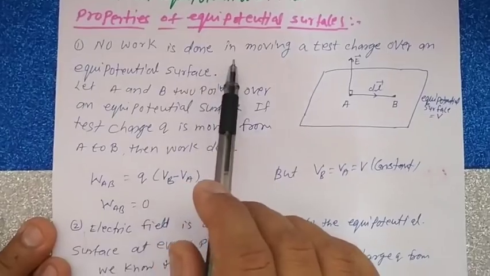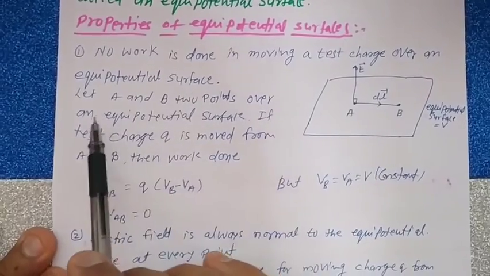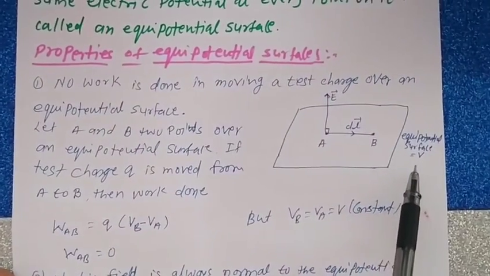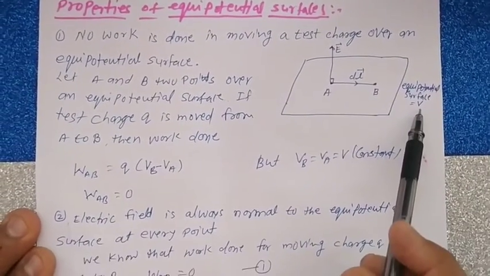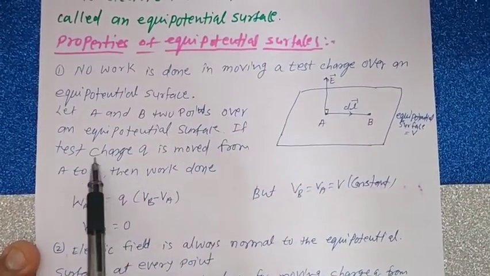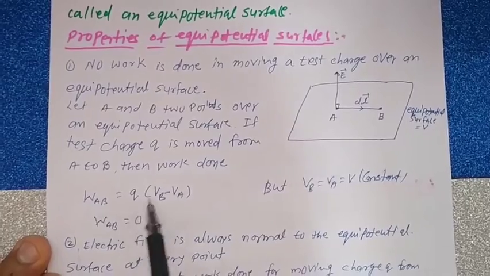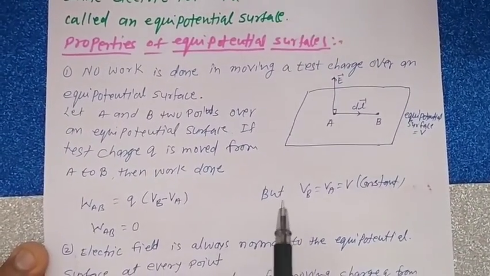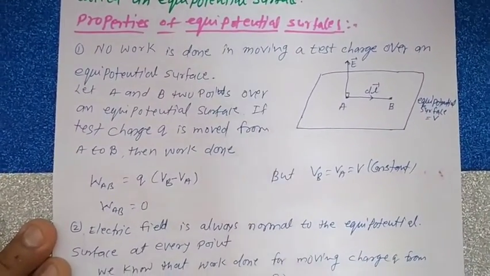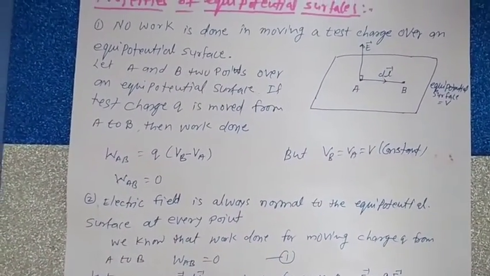First, no work is done in moving a test charge over an equipotential surface. Let A and B be two points over an equipotential surface whose electric potential is V. So in this condition, a test charge Q is moved from A to B, then work done W_AB equals Q(V_B minus V_A). But it is equipotential, so V_B equals V_A equals V constant, so W_AB equals 0, meaning no work will be done for moving a test charge on an equipotential surface.